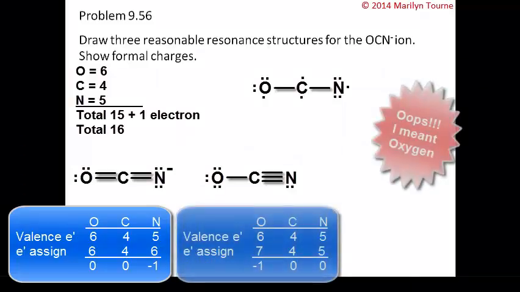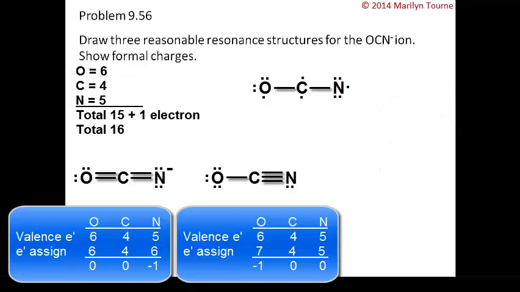Right now, oxygen has 3 lone pairs and one that it's sharing, so that's a total of 7. Its valence electrons originally is 6, but right now it's got 7, so that's a -1. Carbon came with 4, it has 4, so that's a 0. Nitrogen came with 5, and it has 5 electrons around it, so that's a 0. So this is another resonance structure that we could do for this OCN- ion. This one would put the negative charge on the oxygen.